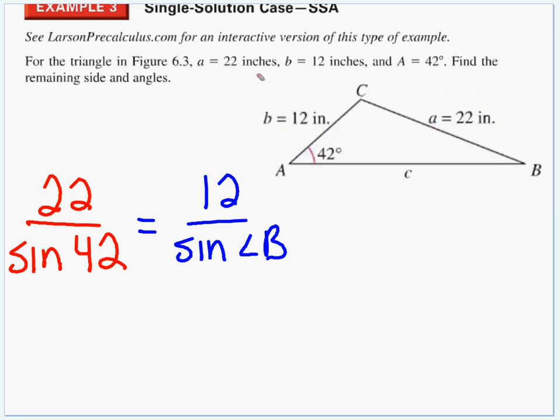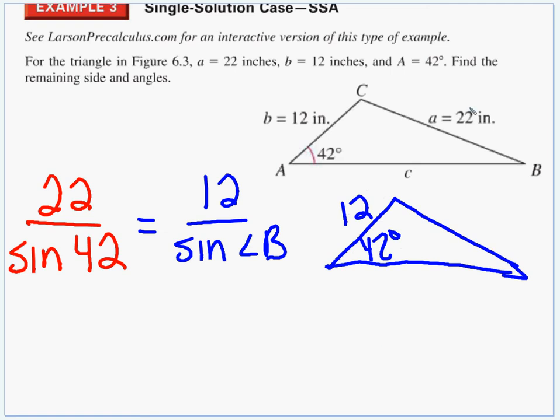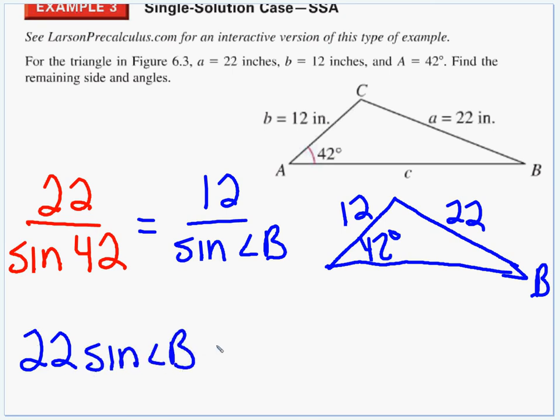And let me do it like this. I'm going to draw another triangle just like this one below. And the given stuff will be the same. So this angle down here is going to be 42 degrees. This side is 12. This side is 22. And what we're doing right now is going after this angle B. So let's cross multiply and solve here. We're going to have 22 times the sine of angle B is equal to 12 times the sine of 42.